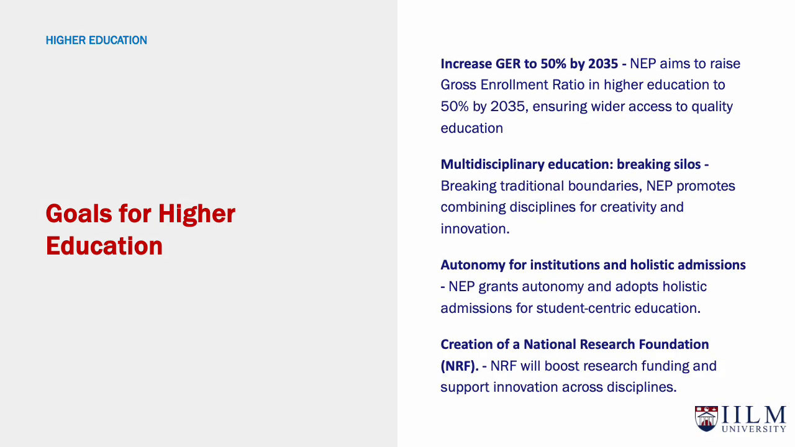Here are some of the goals that affect higher education. Increasing GER to 50% by 2035. Multidisciplinary education by breaking silos. Autonomy for institutions and holistic admissions. And creation of a National Research Foundation are some of the goals for higher education.